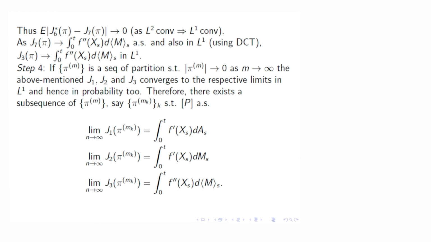So from here, what did we conclude? We conclude that J*6 and J7 have the same L1 limit. Where does J7 converge? J7 converges to the integral from 0 to t of the double derivative of f at X_s with respect to the quadratic variation of M. So that would be the limit of J7. Why is it so?